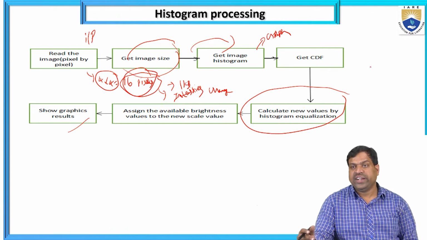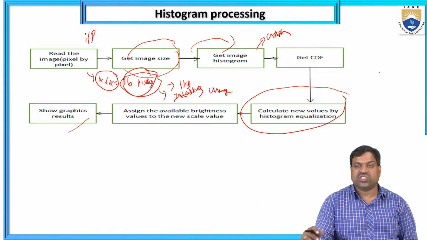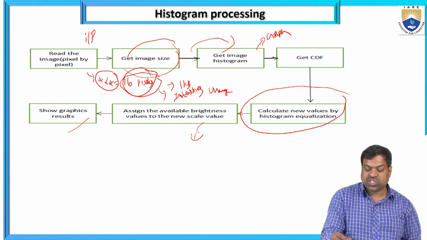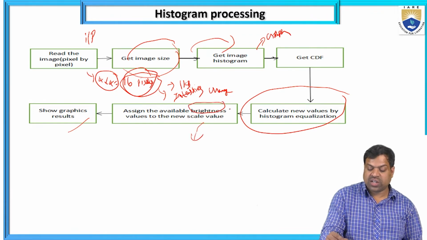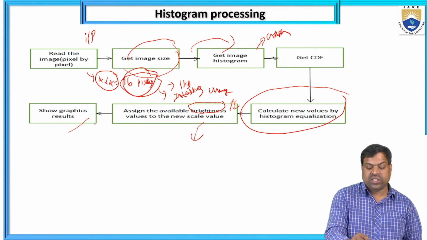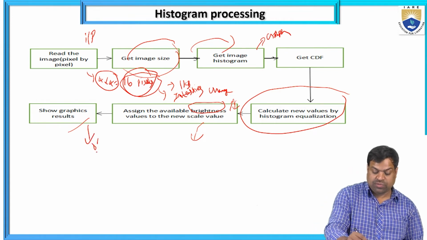Next, are there any intensity values I have to change? Yes, you can change them. How? I'm calculating new values by histogram equalization. I'm changing the gray levels and histogram values, the intensity values from the original image. After changing the intensity values, we are assigning the available brightness values to the new scale values. I have adjusted the brightness. You can see here that I'm improving or decreasing the brightness, and after that it goes to showing the graph results, the output graph.